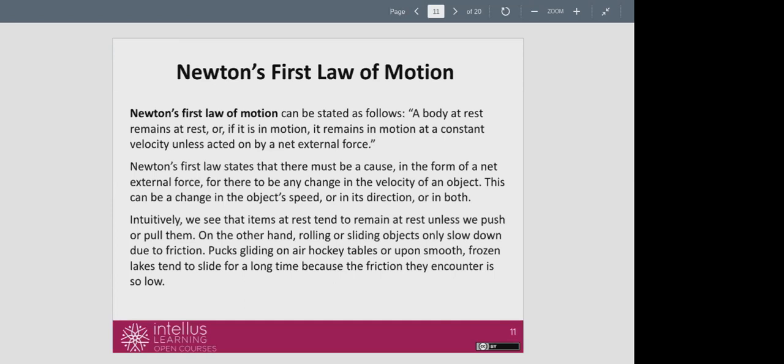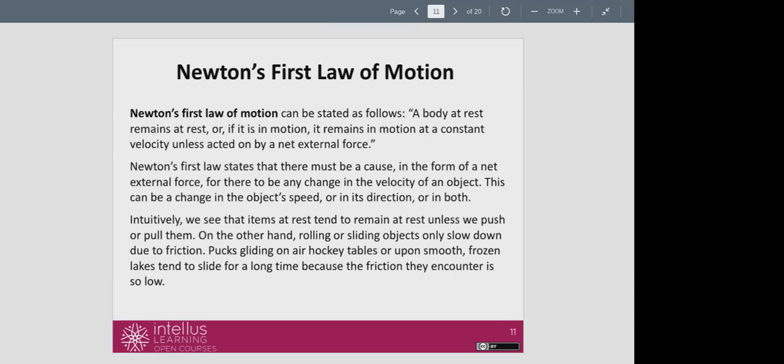Another way of saying that is you can't change the speed or the direction of an object unless it is impacted by a net external force. Again, Newton is not saying that forces will change the motion of an object. Newton is saying what? A net force will change the motion of an object.